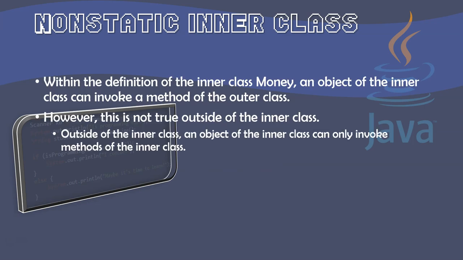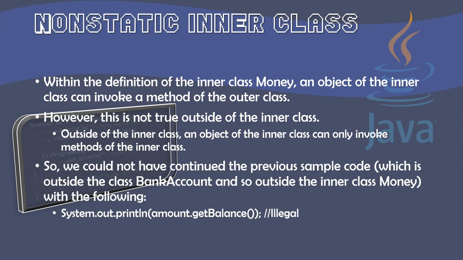So really, if you think about the definition of the inner class Money, an object of the inner class can invoke a method of that outer class. However, if we were to look outside of that inner class, this is not true. Outside the inner class, an object of the inner class can only invoke methods of that inner class. So we could not have continued this previous sample code, which of course is outside the class BankAccount and so therefore outside the inner class Money, with the following: System.out.println(amount.getBalance()).